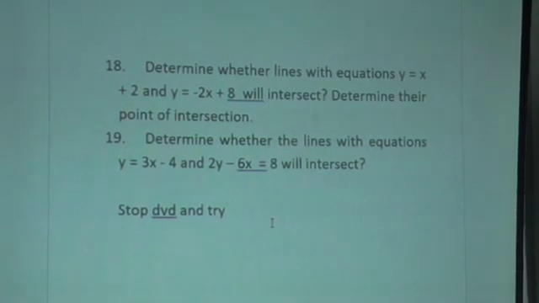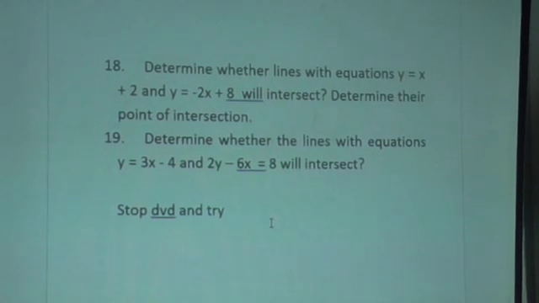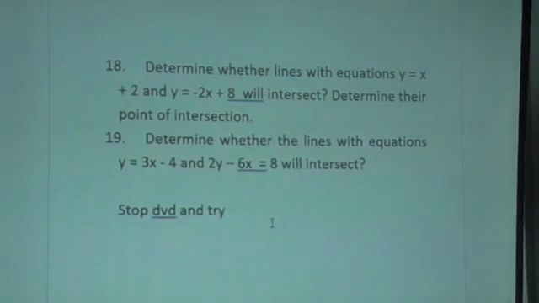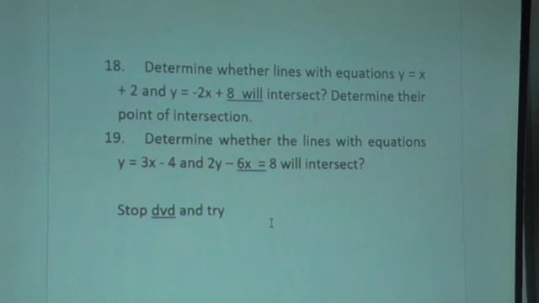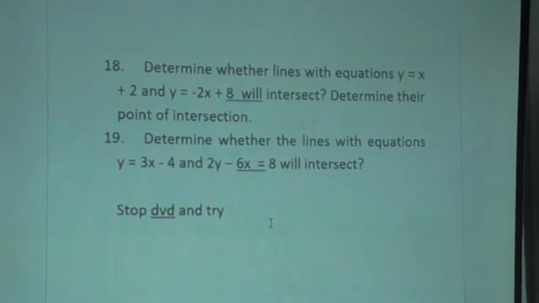Number 19. Determine whether the lines with equations y equal to 3x minus 4 and 2y minus 6x equal to 8 will intersect. Alright, well, you can stop the DVD and try and then come back for a review.